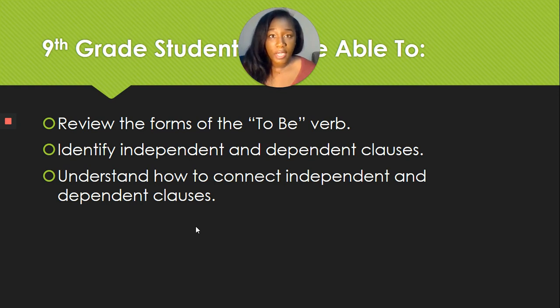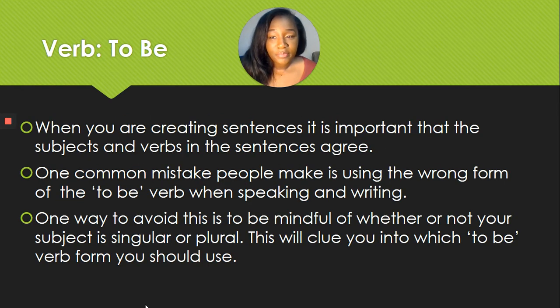We're also going to be talking about independent and dependent clauses. And I think that we may have touched on this a little bit. I'm not 100% sure. I can't remember. But if we have, that's great because this is going to be a review. And if we haven't, it means that this might be brand new information to you. I'm also going to give you a quick overview of how you connect those independent and dependent clauses, and we'll talk about what those mean a little bit later. So let's start with the verb to be.